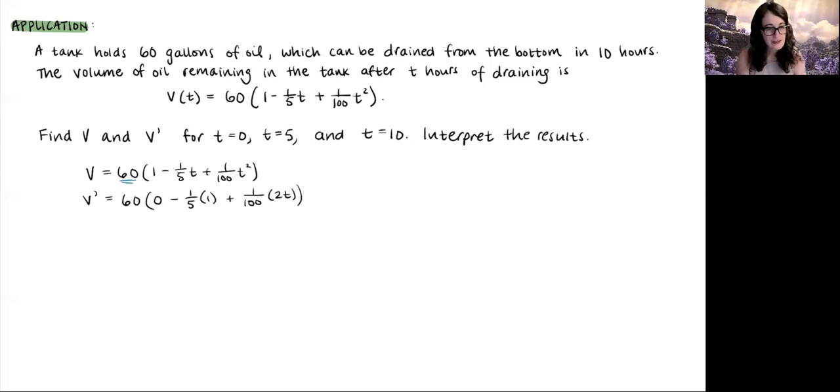And we can simplify this, right? In the beginning, we still have 60 times all this stuff. 1/5 times 1 is 1/5, so we'll have minus 1/5. And then 1/100th times 2 is 1/50th, so 1/50th times t to the first. Okay, so these are the two things we need. We're just going to investigate what happens at the various times. So let's look at t equals 0.